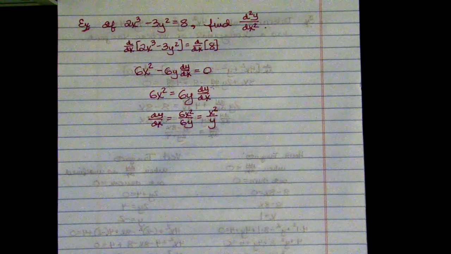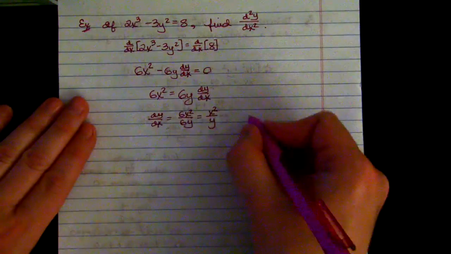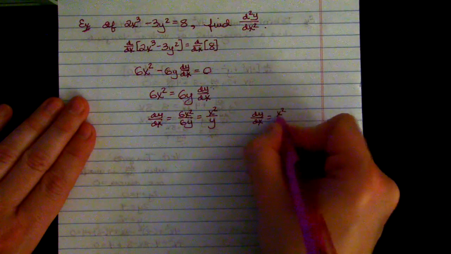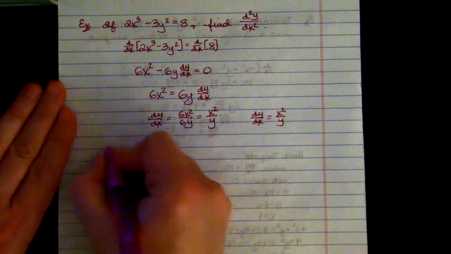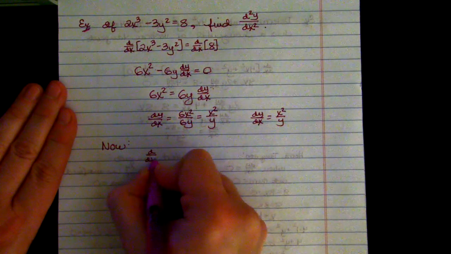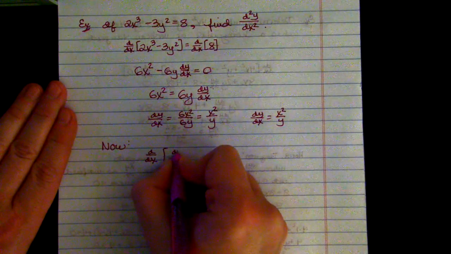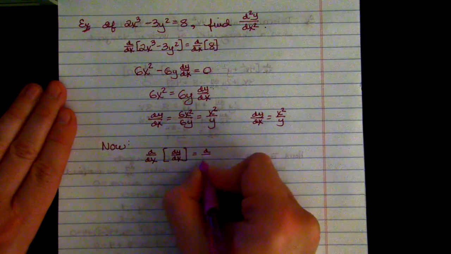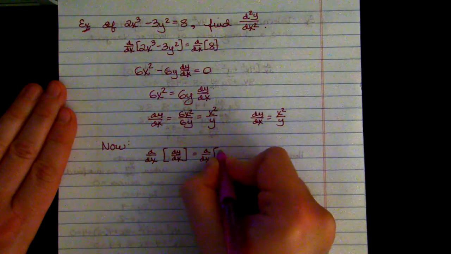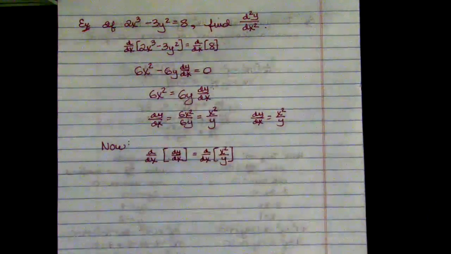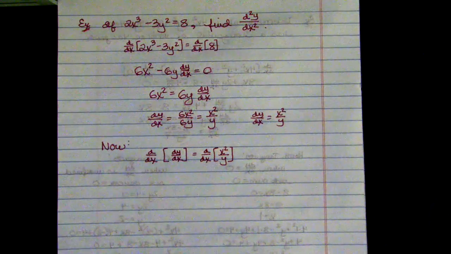I now need to find the second derivative, which means find the derivative of dy dx equals x squared over y. I'm going to find the derivative of both sides of this thing. I want to find the derivative of dy dx, and I want to find the derivative of x squared over y. The second derivative is just the derivative of the first derivative.